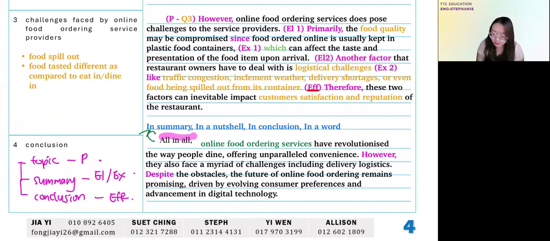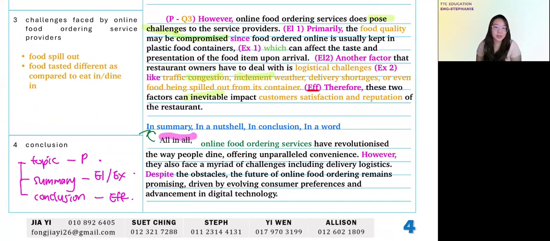The good words is pose challenges. You can use words like compromised. You can use words like congestions. Do not say traffic jammed, but traffic congestions. Inclement weather, an unexpected kind of weather situation. Inevitable means you cannot stop the impact, or you cannot change the impact.